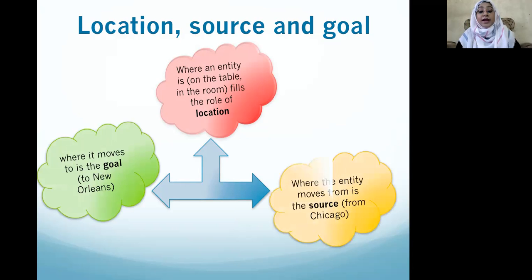Then next, where the entity moves from: from Chicago, from New York, from Delhi, from a particular place. So from somewhere to somewhere. If it is moving from somewhere, we call it source. If it is moving to somewhere, we call it goal. And if it is already somewhere, we call it location.